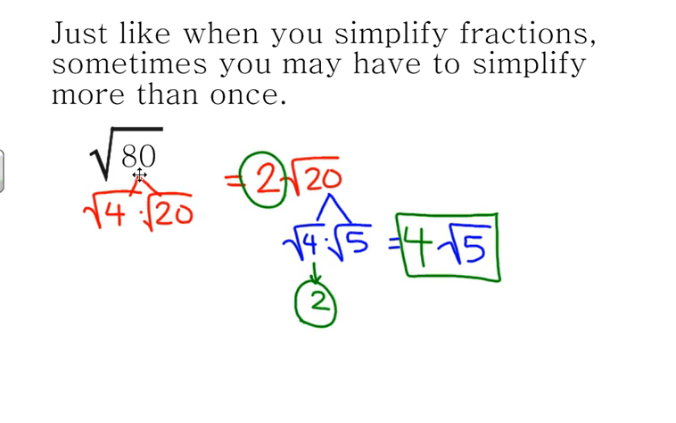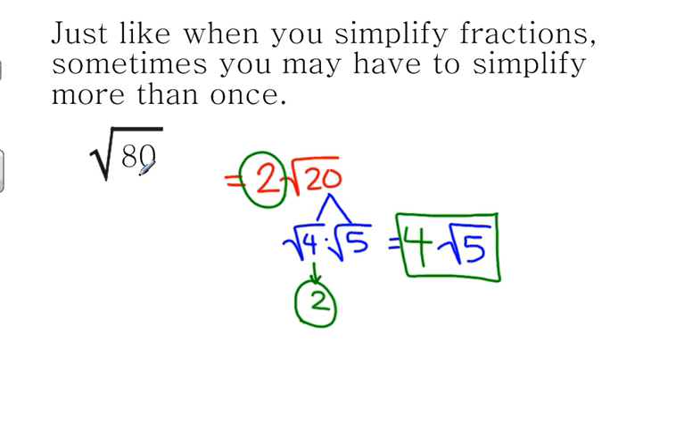So just like when we're reducing fractions, sometimes you may have to simplify more than once. What that means is that there was actually a better way to start. So I don't want you to erase yours. You're just going to add yours. You have a second square root of 80 on your paper. But there was actually a different way to break down 80.